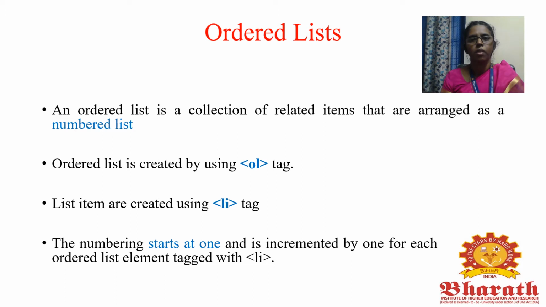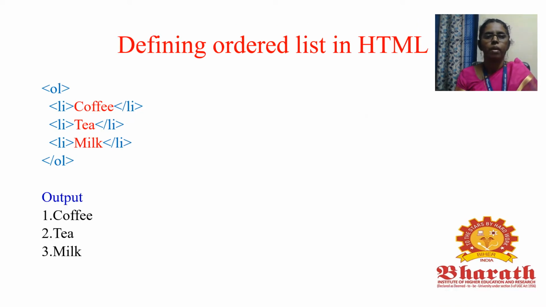The second type of list is the ordered list. An ordered list is a collection of related items that are arranged as a numbered list. Here the list items are displayed in a number sequence. The OL tag, that is the ordered list tag, is used to create the ordered list. Each item can be specified using the li tag. Here the numbering starts at 1 and it is incremented by 1 for each list item specified within the ordered list. How can we define this ordered list in HTML?